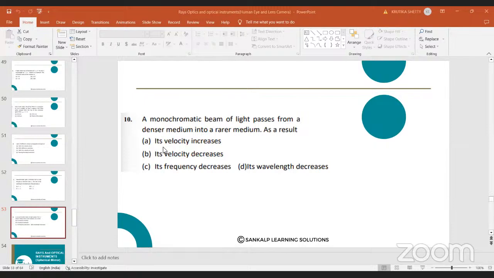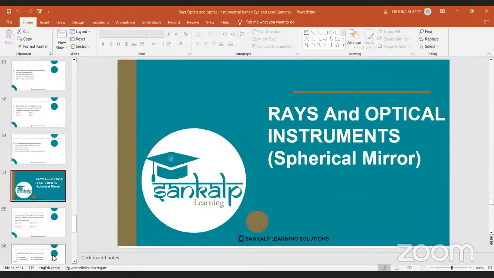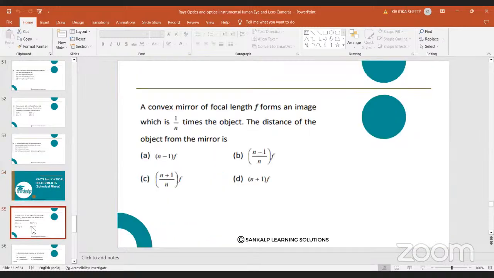Okay, so this is another set of questions. Now we have the next concept, that is rays and optical instruments, spherical mirrors. Here we will get questions on this. Here is our first question. A convex mirror of focal length f forms an image which is 1 by n times the object. The distance of the object from the mirror is. Yes, we need to solve this one.